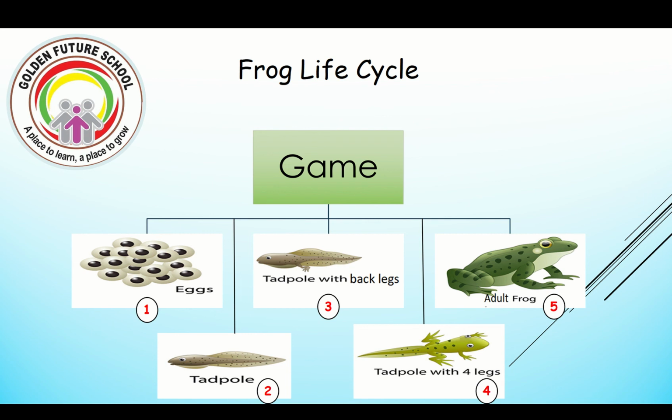Again, close your eyes, and open them. Which one is lost now? First step is eggs, second is tadpole, third is tadpole with back legs. What's the fourth step? After back legs, what happens when it eats more? Think about it. You can stop the video and write the answer for me. Let's check. Oh, tadpole with four legs. And in the end, what is it? Adult frog.